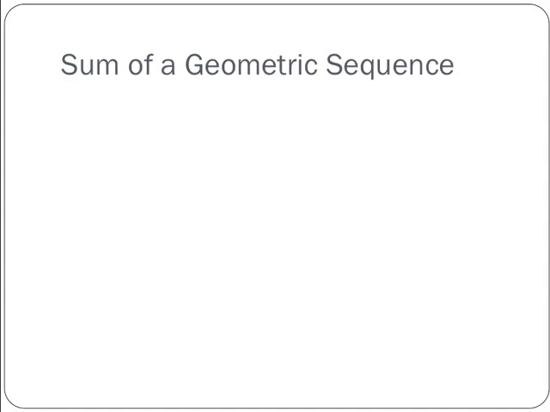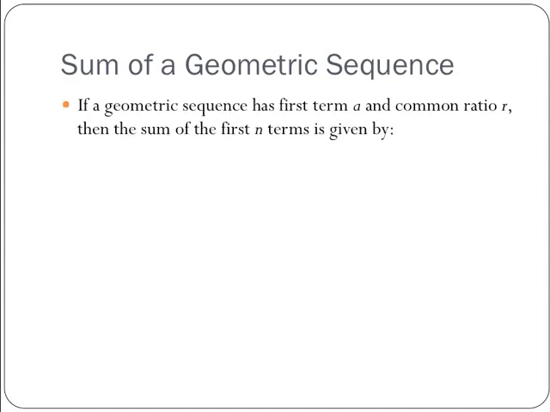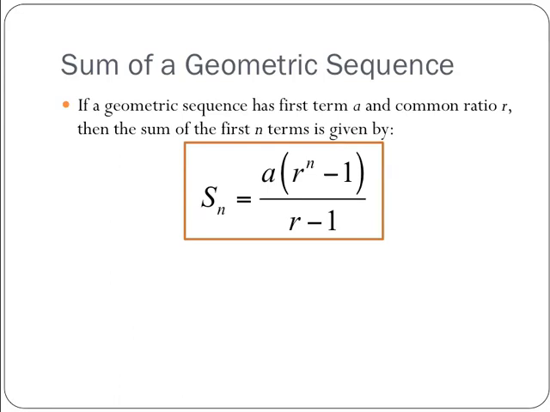So if a geometric sequence has some first term, which we call A, and a common ratio r, then to find the sum of the first n terms, you can use this formula here. So S sub n represents the sum of the first n terms in the geometric sequence. Then we have A being the first term, r as the common ratio, and n is the number of terms.